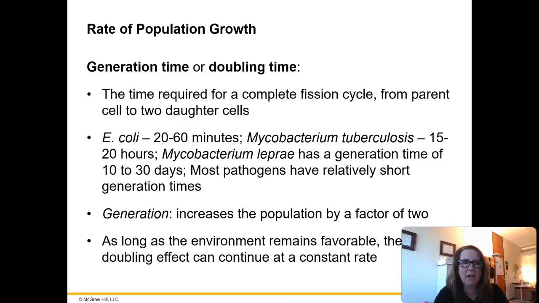So let's go back to bacteria. When we think about bacterial growth, we're thinking about a couple of things. One of those things is generation time.